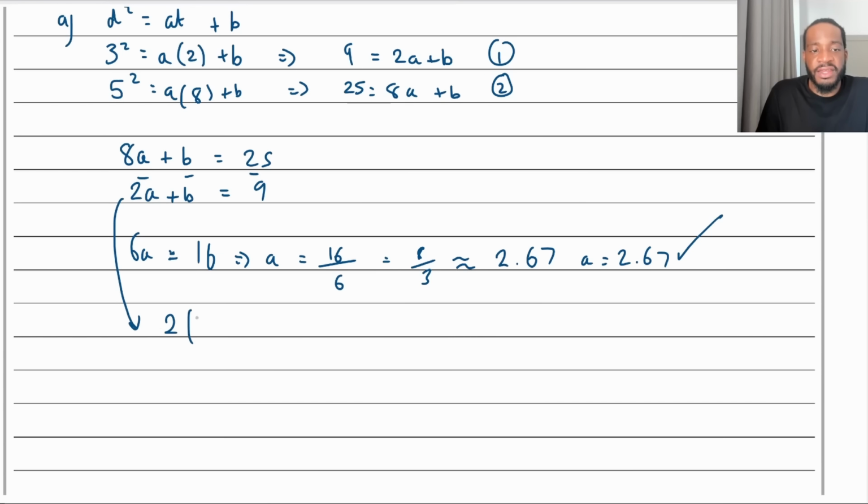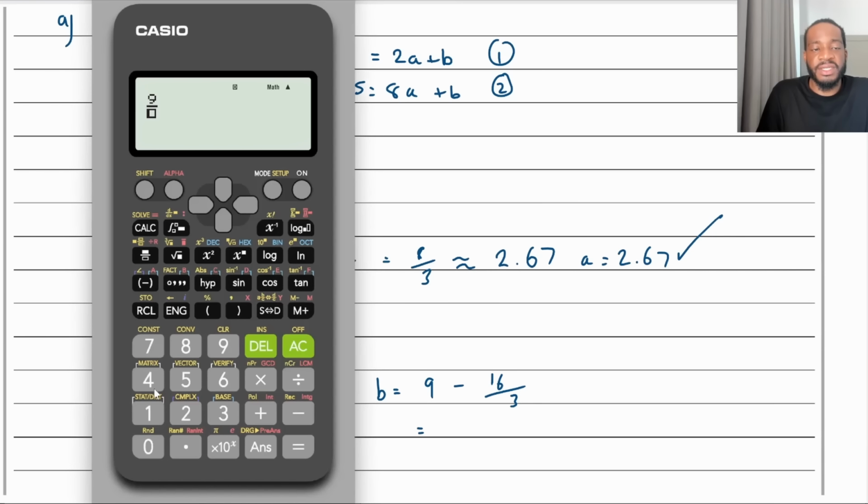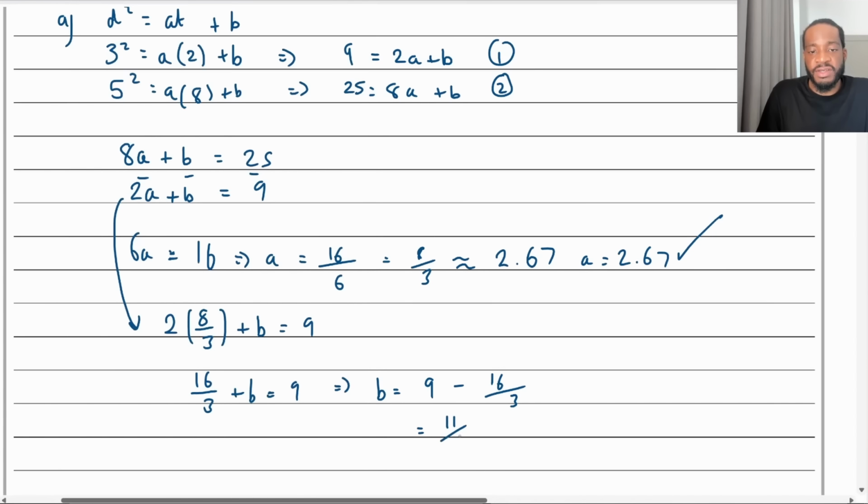2a, a is 8/3. I'm going to use that value. 8 over 3 plus b is equal to 9. So that's 16/3. So 16 over 3 plus b is equal to 9. So therefore, b is equal to 9 minus 16/3. So 9 take away 16/3 is equal to 11/3, right? 3.6 recurrent, which is going to be 3.67.